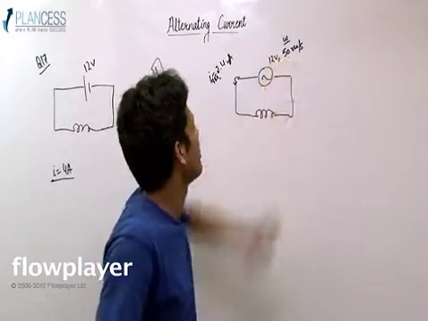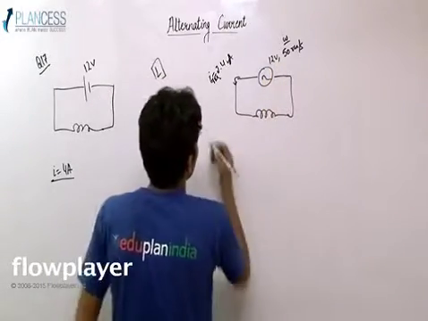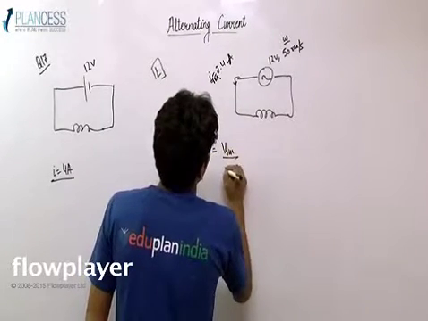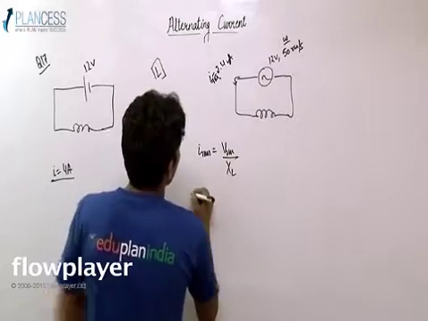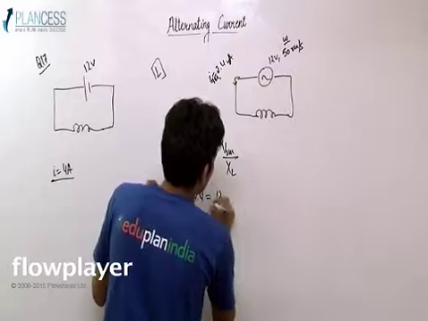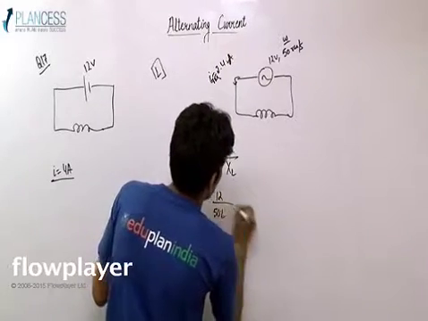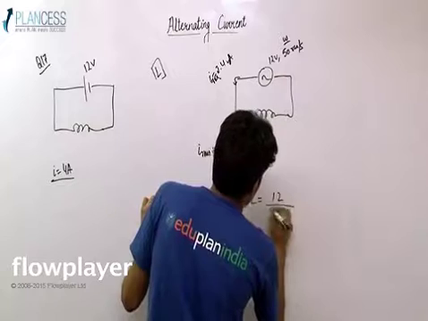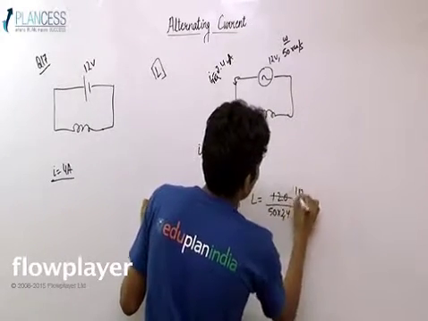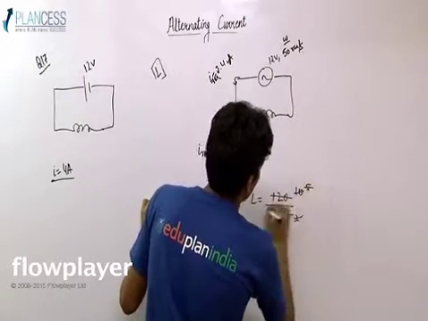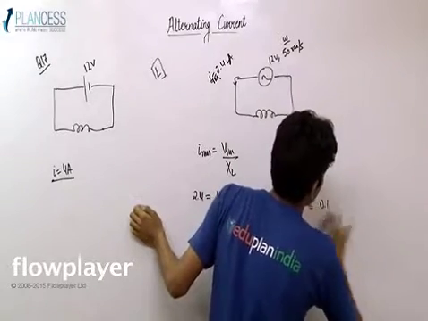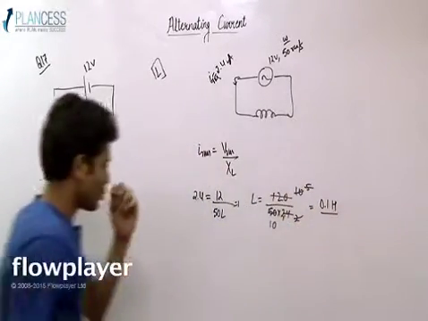Since you have 12 volt and 50 radians and you just have an inductor circuit, we can say that IRMS is equal to VRMS upon XL. So IRMS is given to be 2.4 ampere and VRMS is given to be 12 upon XL, omega into L. So L comes out to be 12 upon 50 into 2.4. So this comes out to be 0.1 Henry. So the inductance of the coil comes out to be 0.1 Henry.